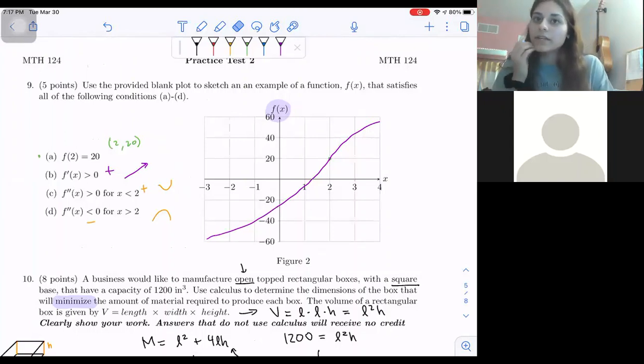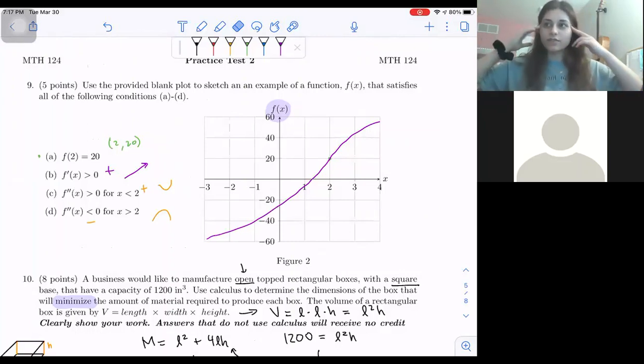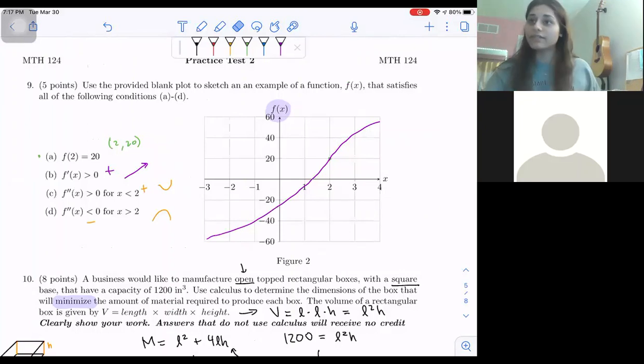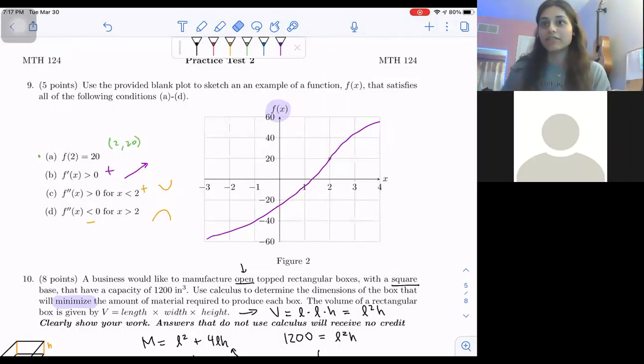So we know that when the second derivative is positive, it's concave up, right? That's something you should just know. Just like how you know when the first derivative is positive, the graph is increasing. So when the second derivative is positive, the original graph, f of x, is concave up. When the second derivative is negative, the original graph of f of x is concave down.